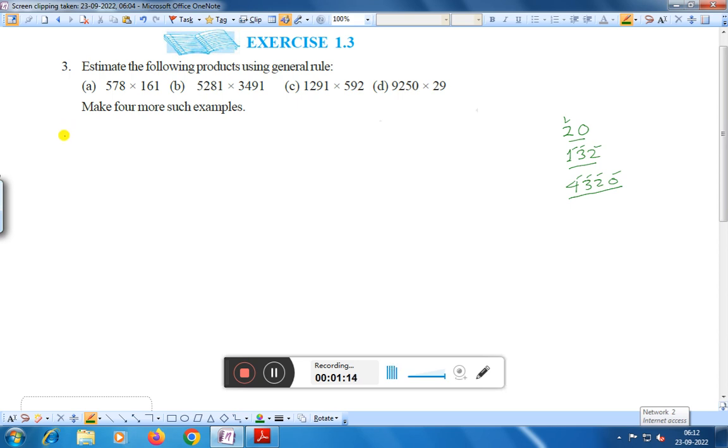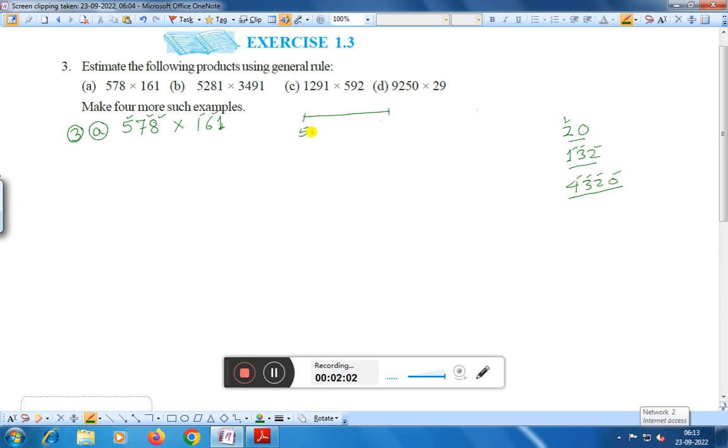Question number 3. Estimate the following products using general rule. A. First one is the product 578 into 161. Now the highest place value is hundreds: ones, 10, 100. That means we have to round this number to the nearest 100. The number 578 lies between 500 and 600.